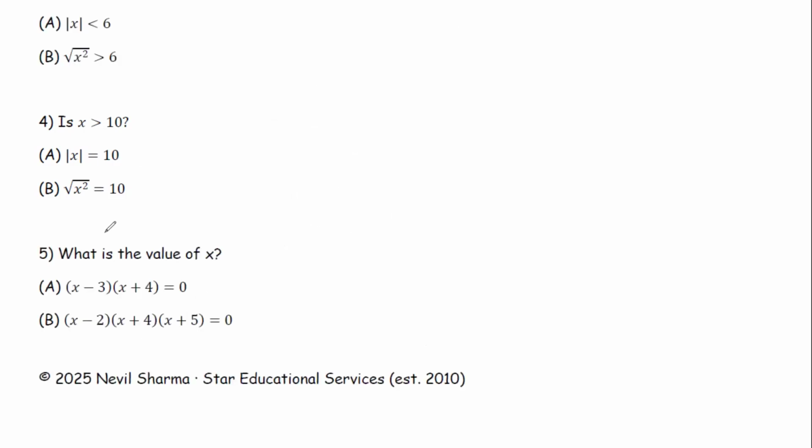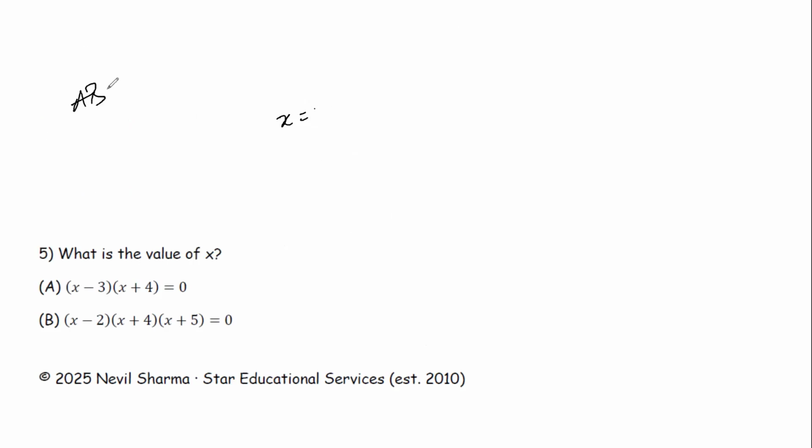Fifth question. What is the value of x? The first statement tells us x minus 3 times x plus 4, bracketed, is equal to 0. So we know from the first statement that x is either 3 or negative 4. Only when x is negative 4 or 3, that product becomes 0. But what is the value of x? Is it 3 or negative 4? We have two answers. Therefore, A doesn't answer.